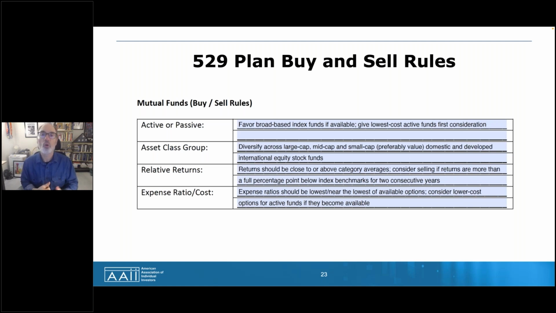And they also wrote down, what are the rules? What are they going to use to judge whether or not those funds stay in their portfolio or not? So again, they're looking for either returns that are close to or above the category average. And if the returns are below a certain increment for a certain period of time, those are the rules they're going to use to sell the fund. Now, your sell rules might be different, and that's fine, but write them down, because if you write them down and then you refer to them every time you engage with your portfolio, you're going to make better decisions.